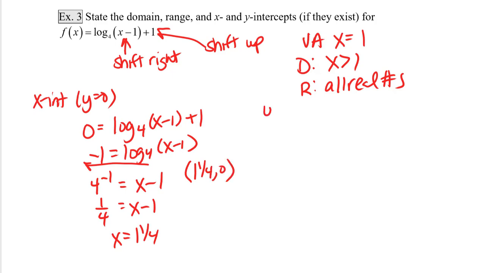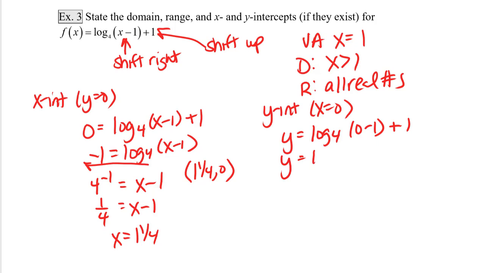Now we know that the y-intercept is when x equals 0. So I'm going to plug in a 0 for x, and I get y equals log base 4 of 0 minus 1 plus 1, or y equals log base 4 of negative 1 plus 1. Well, we know we cannot take the log of a negative number, so this number does not exist. If this number does not exist, then there is no y-intercept.